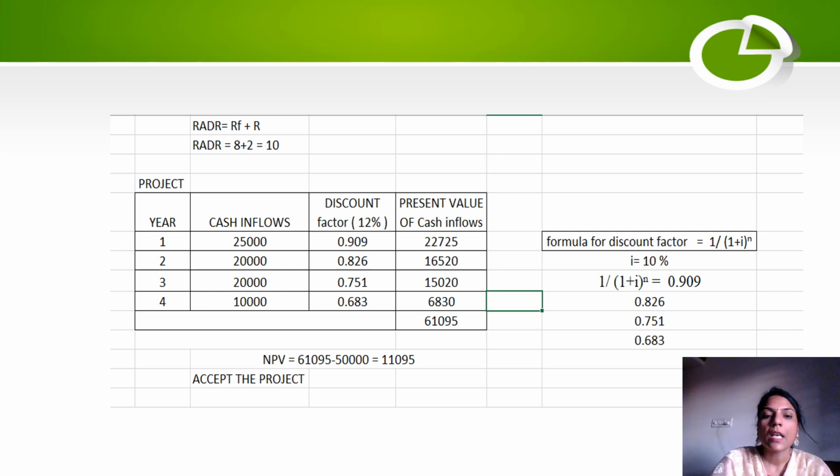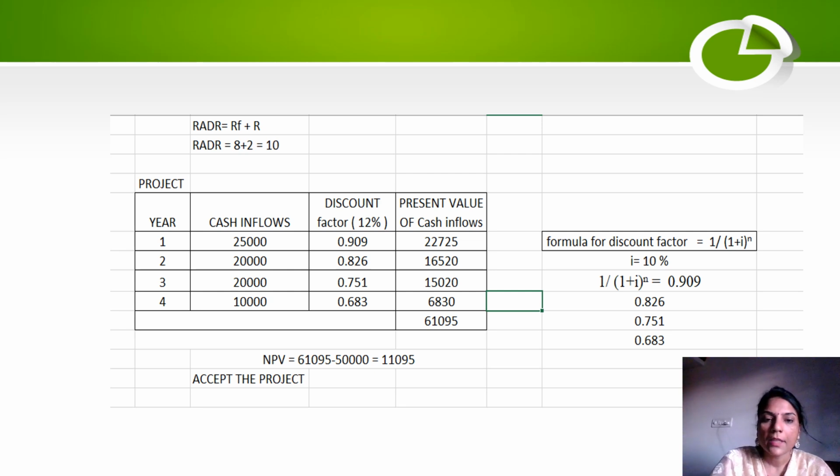So for the first year, the cash inflow is 25,000 and the discounting factor at 10% is 0.909. So 25,000 multiplied by 0.909 will give 22,725. Second year, cash inflows are 20,000 and the discounting factor is 0.826, so 20,000 multiplied by 0.826, the present value of cash inflows becomes 16,520. In the third year, the cash inflow is again 20,000, but the discounting factor is 0.751, so the present value of cash inflows becomes 15,020 rupees.